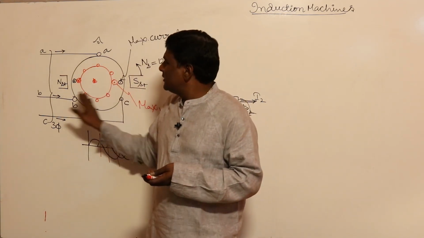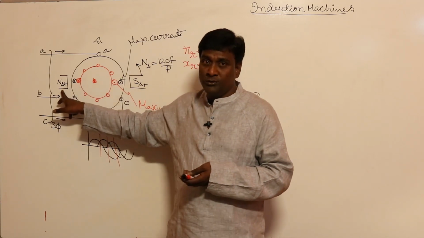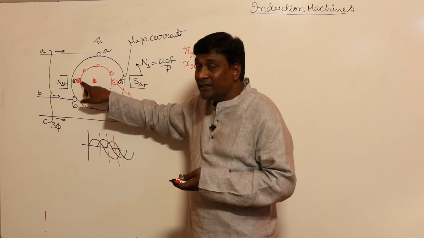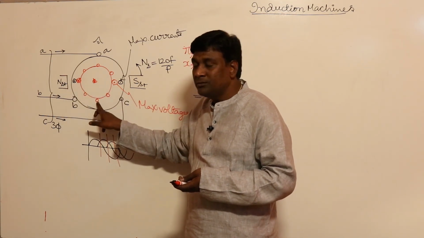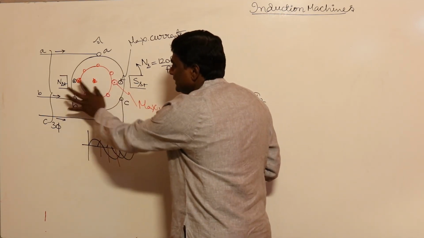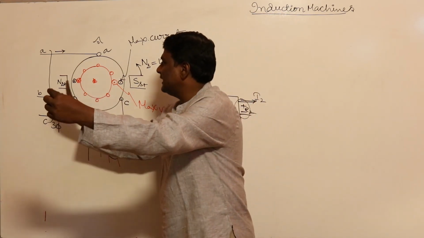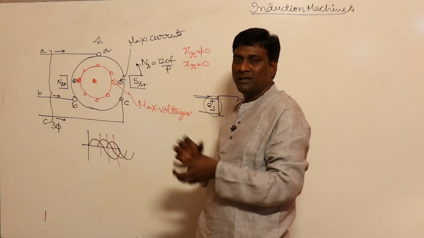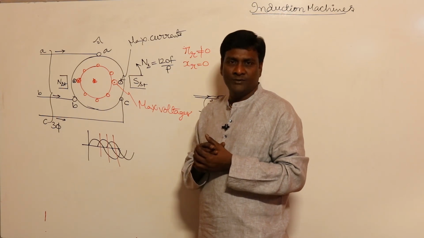For example, how many poles are formed from the stator side? 2 poles. When the pole is here, how much is the induced voltage here? Maximum. When the pole is here, how much is the induced voltage here? 0. So this conductor and this conductor have a back-to-back connection. The rotor should be closed, otherwise currents will not flow.